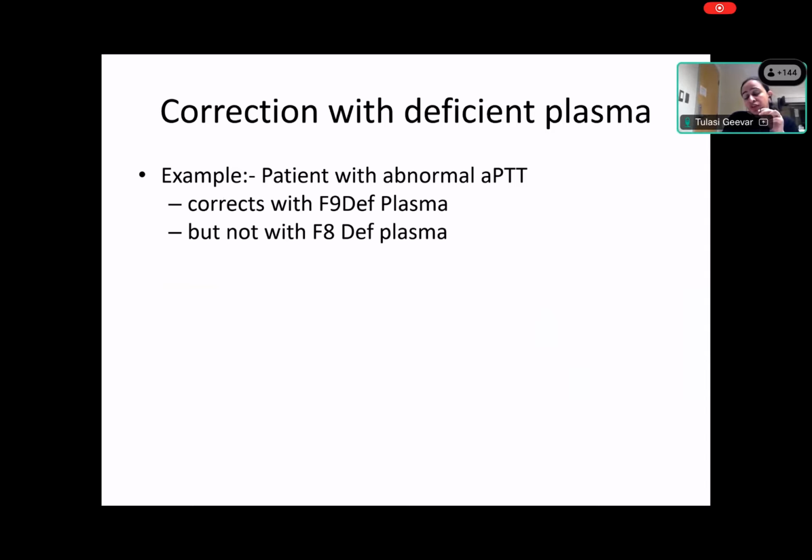If the patient's APTT corrects with factor 9 deficient plasma, now factor 9 deficient plasma has all the other factors normal except 9. But if the APTT is not getting corrected with factor 8 deficient plasma, that is, factor 8 is not there, this suggests a diagnosis of hemophilia A.